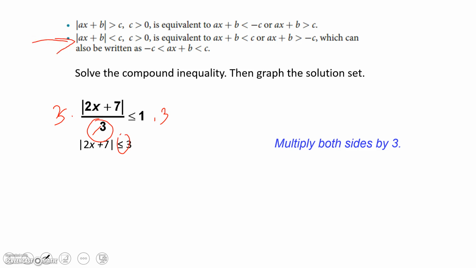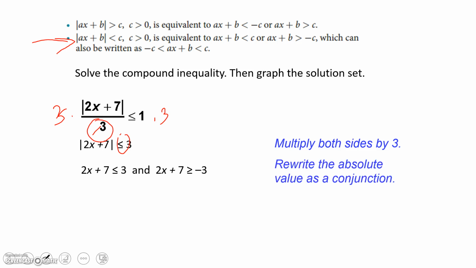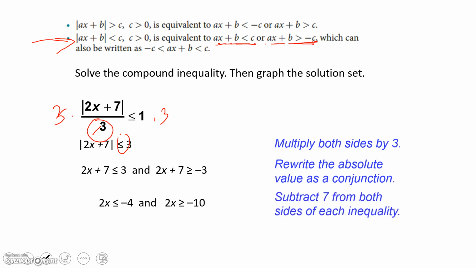Now we're going to focus on our less than or equal, so we will follow our second rule right here. So we will rewrite. So we will have our inside 2x plus 7 less than, and we will include the equal, our constant at 3, and our 2x plus 7, our inside, greater than the negative constant, or in this case, the negative 3. So we would proceed to solve both of these.